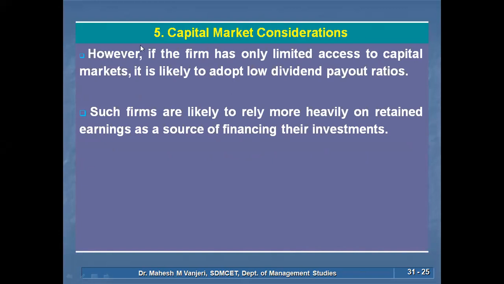That's what I explained. However, if the firm has only limited access to capital markets, maybe it is smaller in size, or it is not financially very strong, such a company is likely to adopt a low dividend payout ratio, because such firms are likely to rely more heavily on retained earnings as a source of financing their investments. Just what I explained now. So this is about capital market considerations.